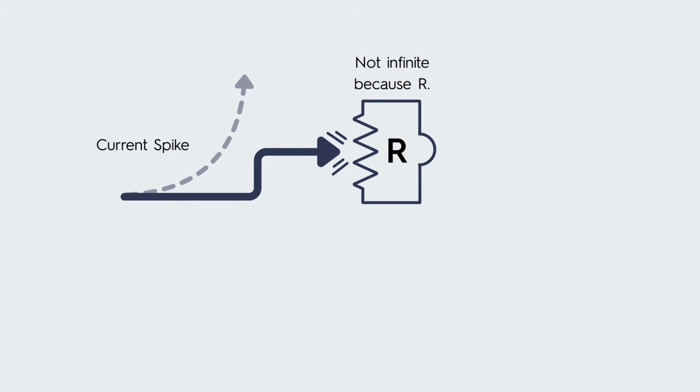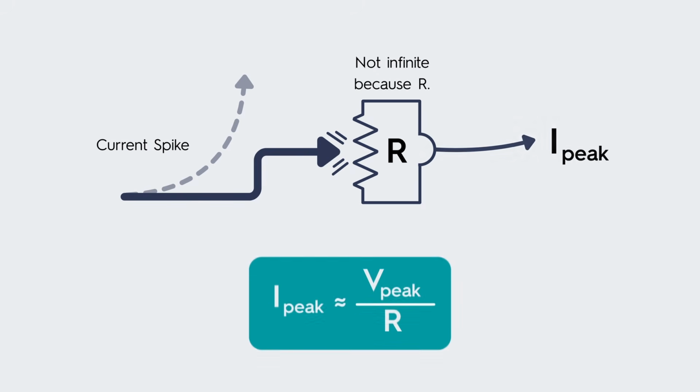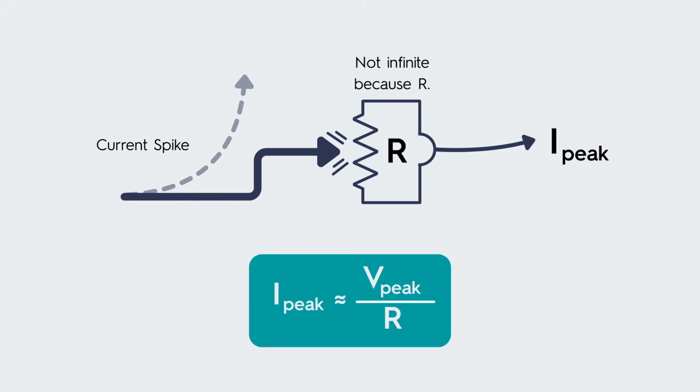But resonance is often misunderstood. Here's a common misconception. People think resonance means infinite current, but in a real circuit, resistance is still there. So at resonance, the impedance is essentially R. That means the peak current is limited to about V peak over R, maximum current, not unlimited current.